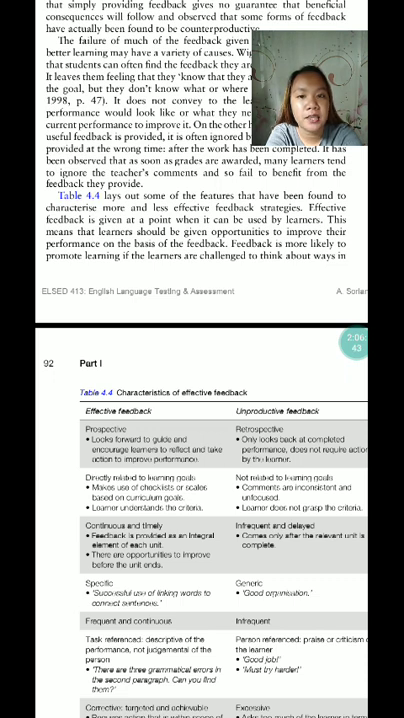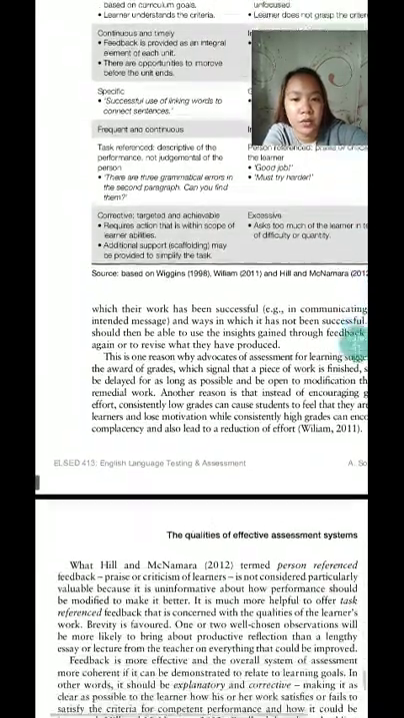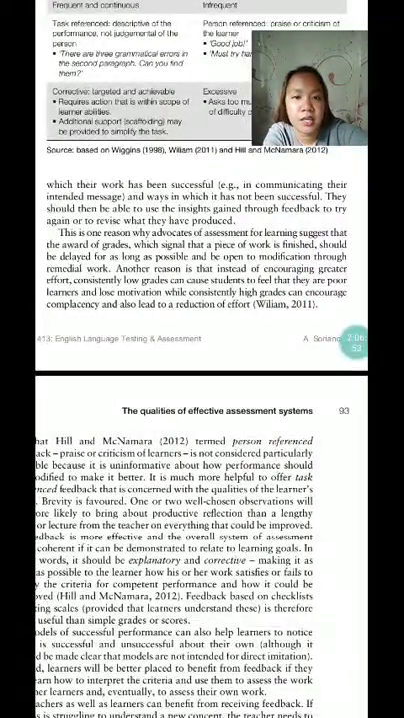Feedback is more likely to promote learning if the learners are challenged to think about ways in which their work has been successful in communicating their intended message and ways in which it has not been successful. They should then be able to use the insights gained through feedback to try again or to revise what they have produced.